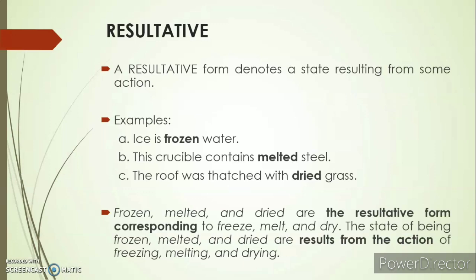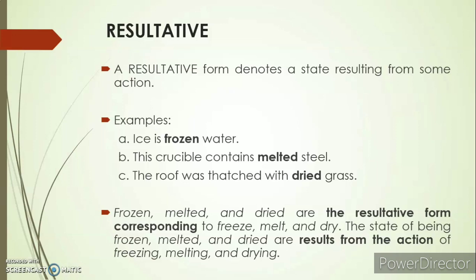The next point is resultative. A resultative form denotes a state resulting from some actions. For example, ice is frozen water. This crucible contains melted steel. The roof was thatched with dried grass.